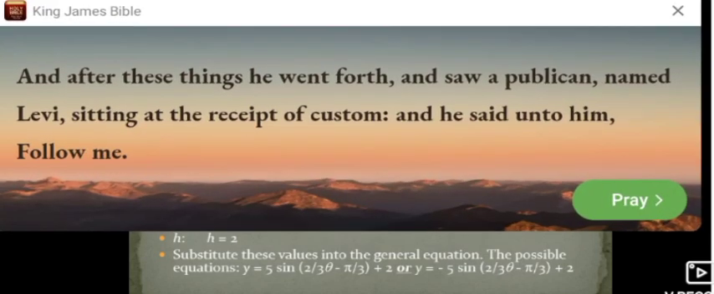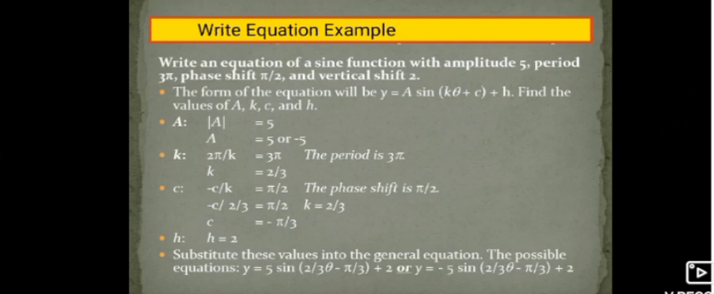Substitute the values in. h is equal to 2. Substitute this value into the general equation. The possible equations: y is equal to 5 sine the quantity of 2 over 3 theta minus pi over 3 plus 2, or y is equal to negative 5 sine the quantity of 2 over 3 theta minus pi over 3 plus 2.